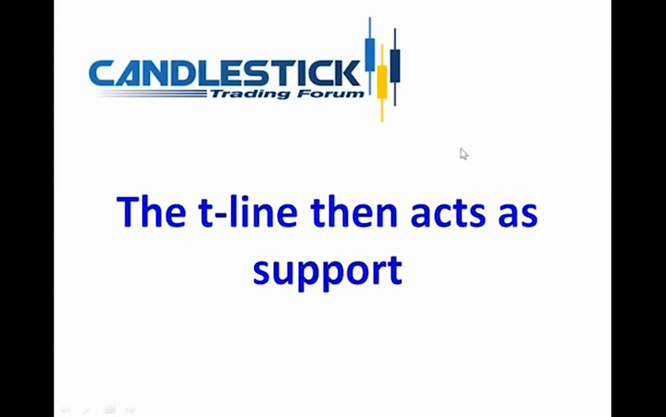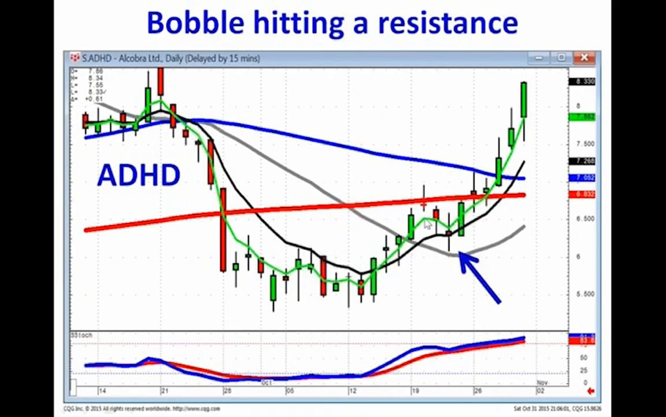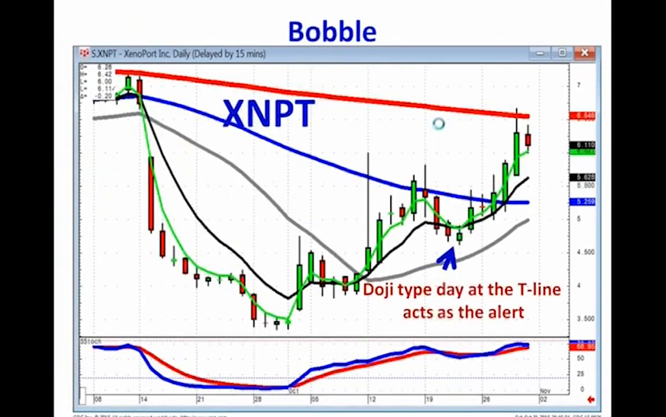So the T-line acts as support when it pulls back. This is our support level. This is what we're watching. Anytime we see something that's providing a sell signal and we close out the position, we can see whether it's time to get back into this trade.